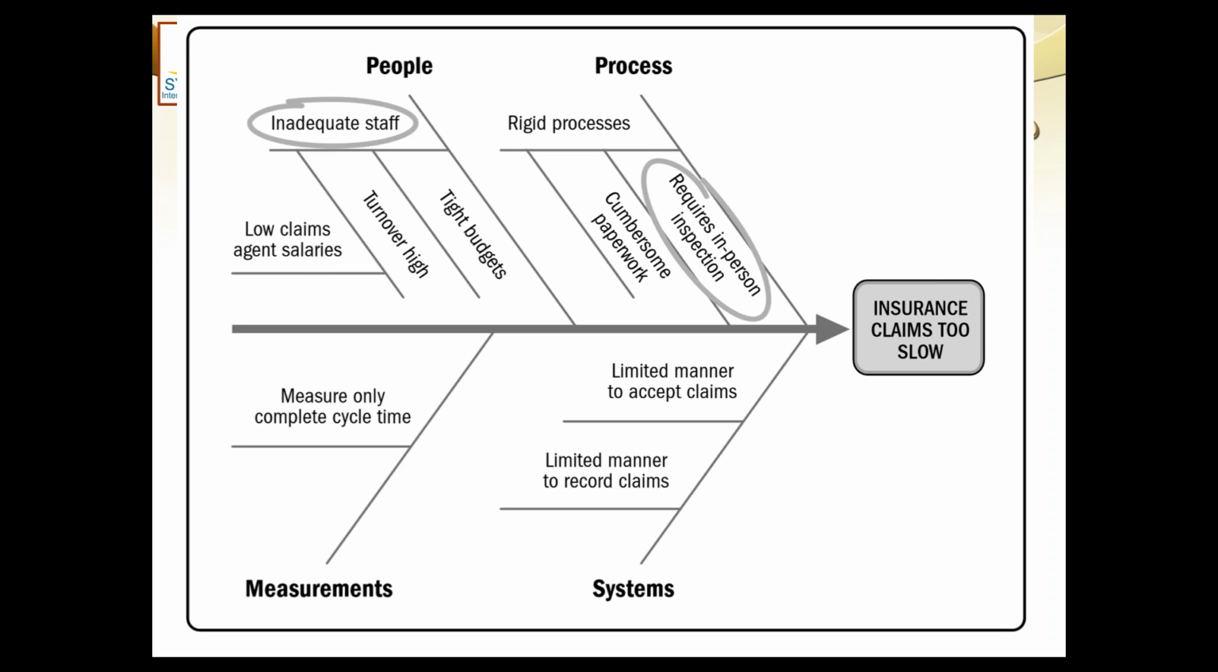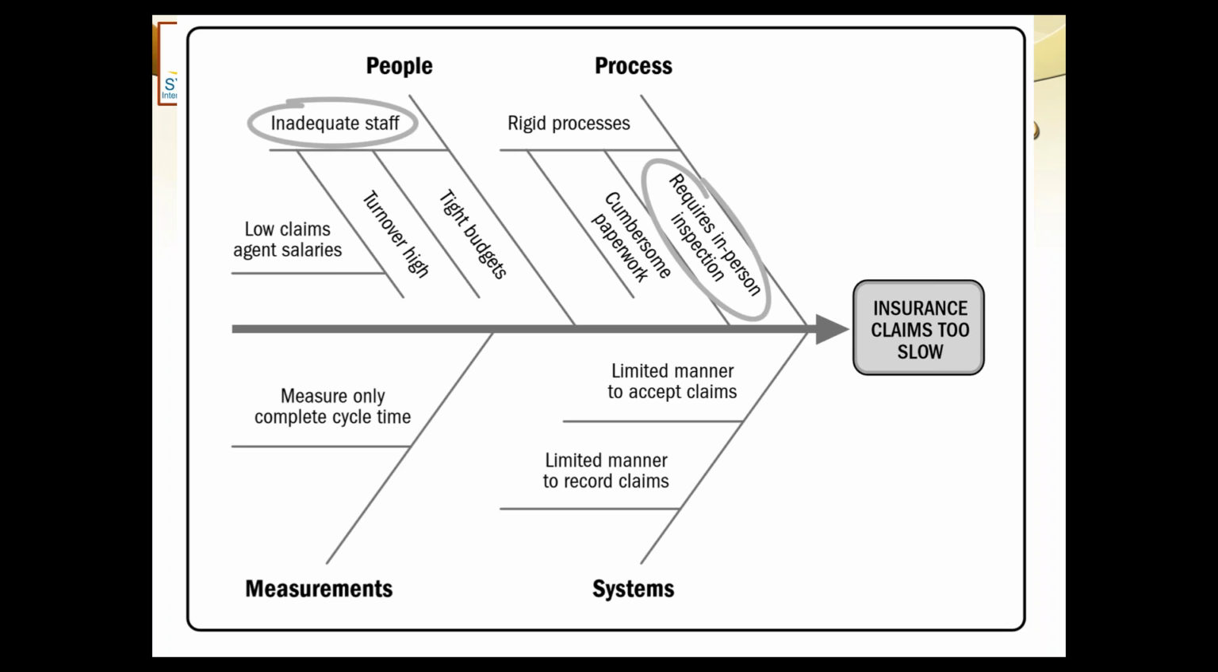What is the problem with process? It says the processes are rigid. Why are the processes rigid? It requires in-person inspection, physical inspection, and there is a lot of cumbersome paperwork. So if this is the problem, then we can address either one of these causes or both of them. But the major cause which has been identified is that it requires in-person inspection. So this in-person inspection, how can it be either eradicated or done faster? If we can find that, we have the solution.